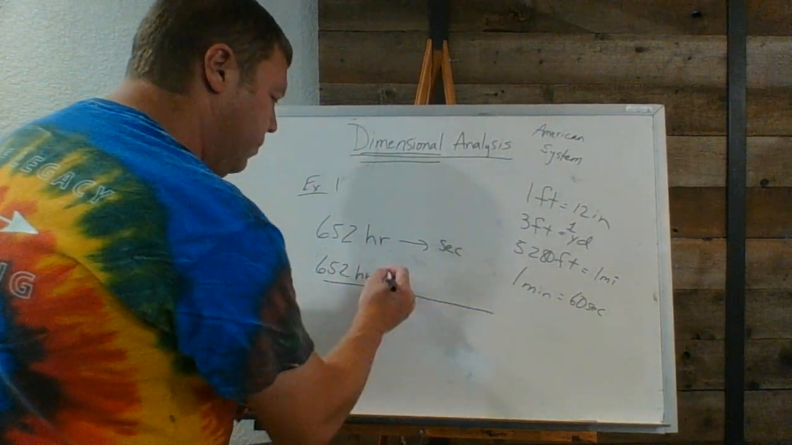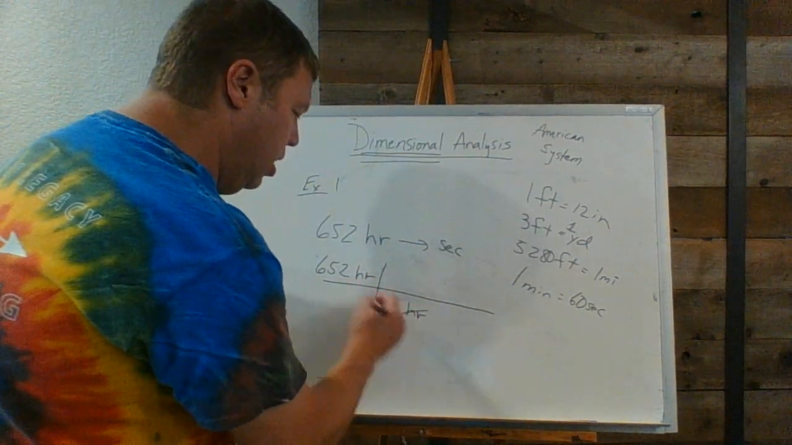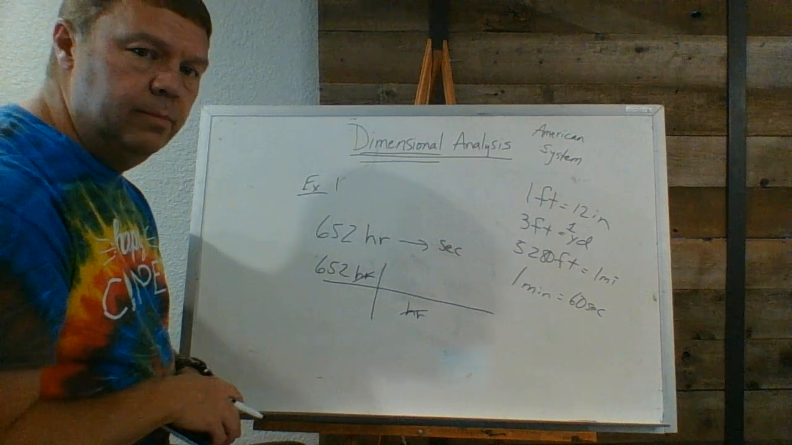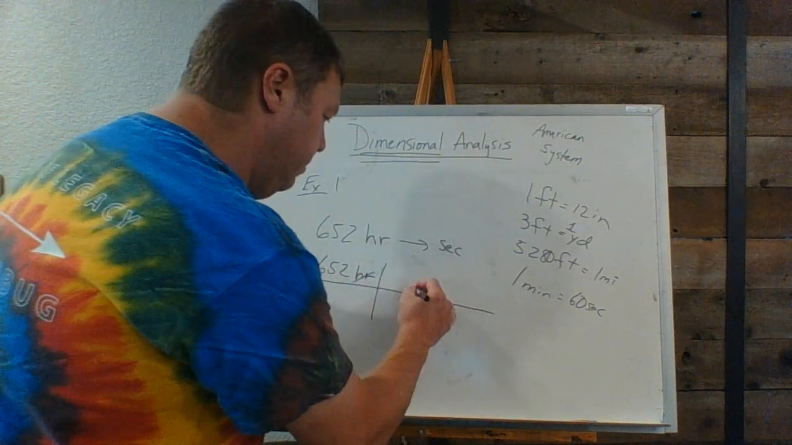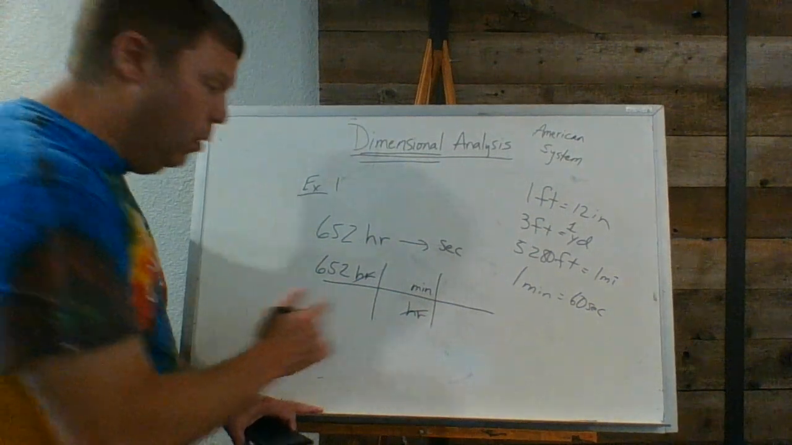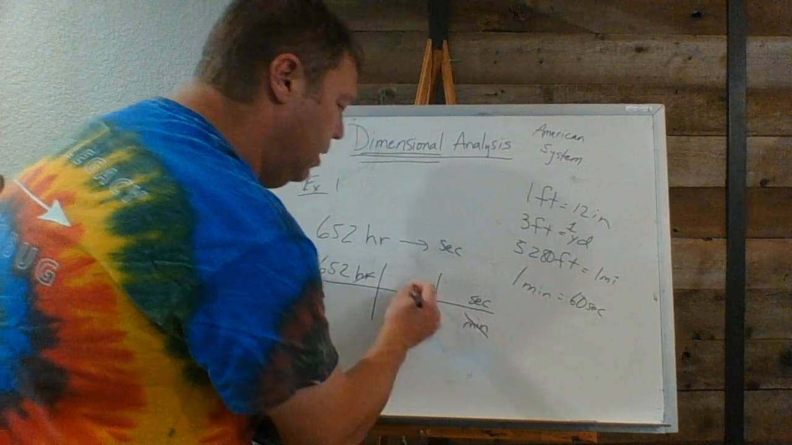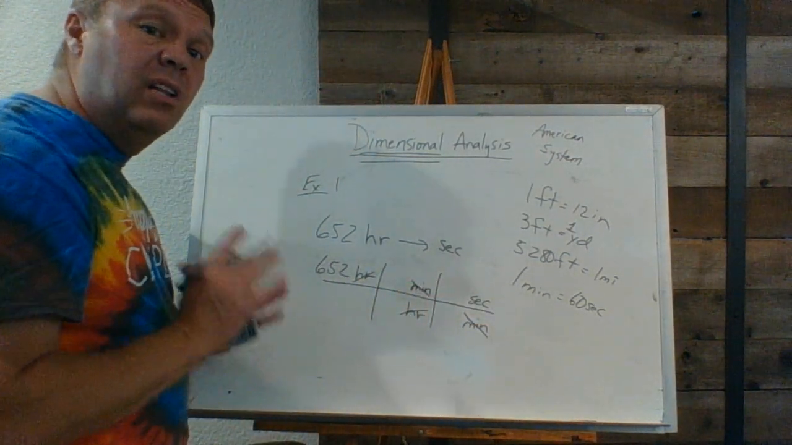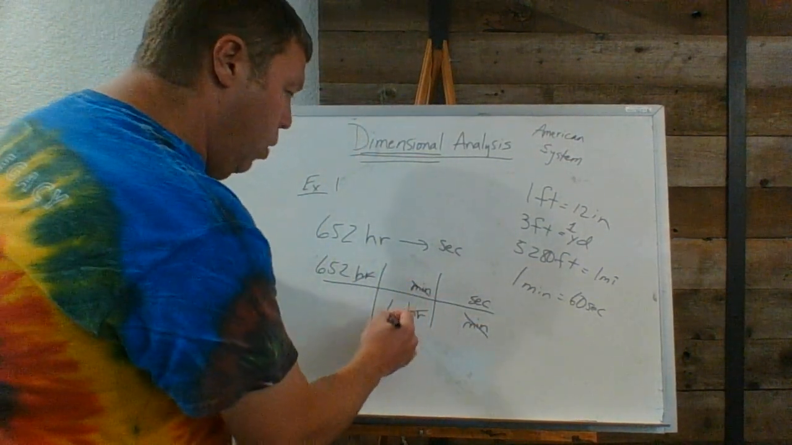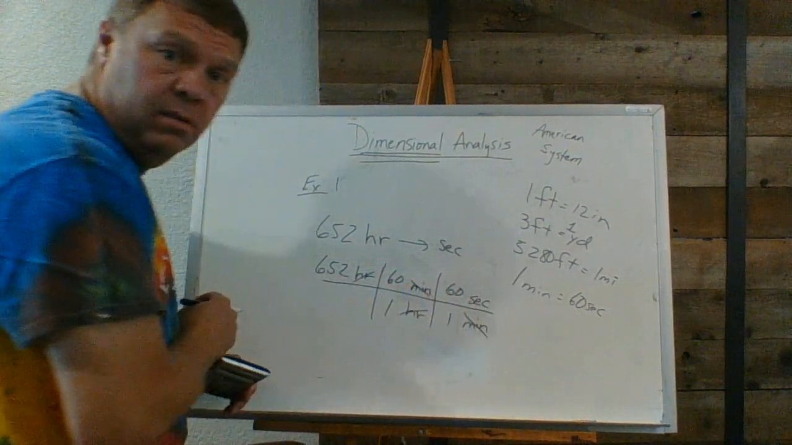Railroad track. Words disappear first. Hour, gone. What can I convert hour into? Easily. Minutes. Got it? Is that where I want to be? No, one more step. Minutes to seconds. I made my words disappear. Now I have the logic. Now put the numbers in. 1 hour is 60 minutes and 1 minute is 60 seconds.